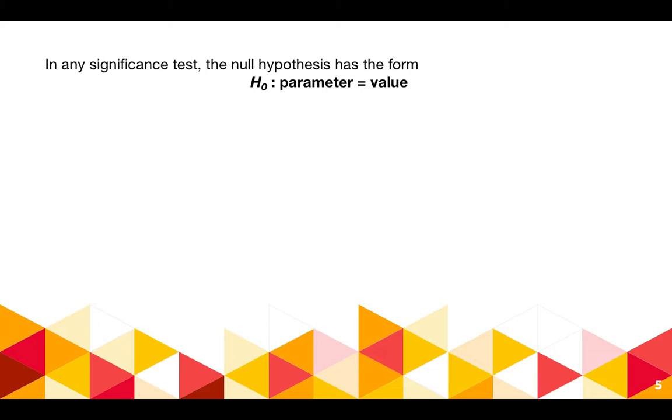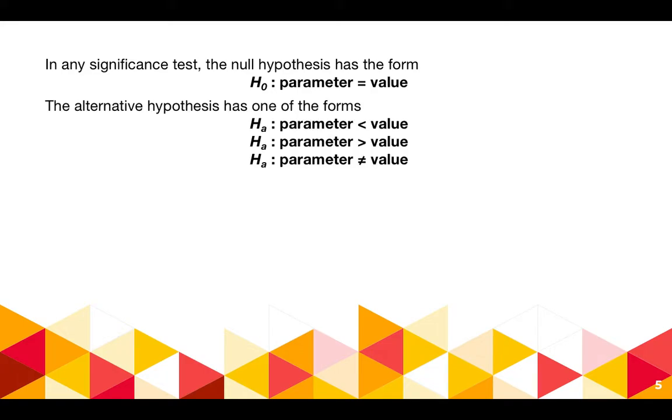In any significance test, the null hypothesis has the following form. You'd say the parameter equals some value. So it's always equals. You always use the equal sign in a null hypothesis. The alternative hypothesis has one of the following forms. You only write one of these. Either the parameter is less than some value, the parameter is greater than the value, or the parameter does not equal that value. And to determine the correct form, it just depends on the question, so you have to read the problem carefully and look at the context of the problem.